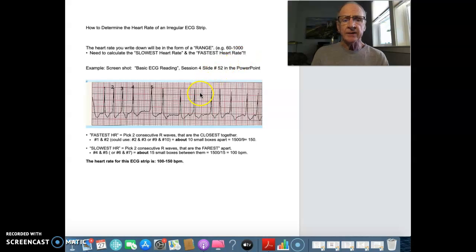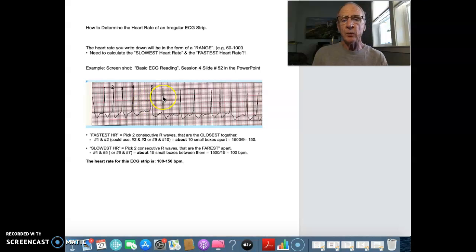So we're looking at this ECG. You have it in your test quiz, and you're asked to interpret what you see. You're going to say, well, that is atrial fibrillation, and now you have to figure out what the heart rate is. In order to do that with an irregular beat, you have to find the slowest rate and you have to find the fastest rate.